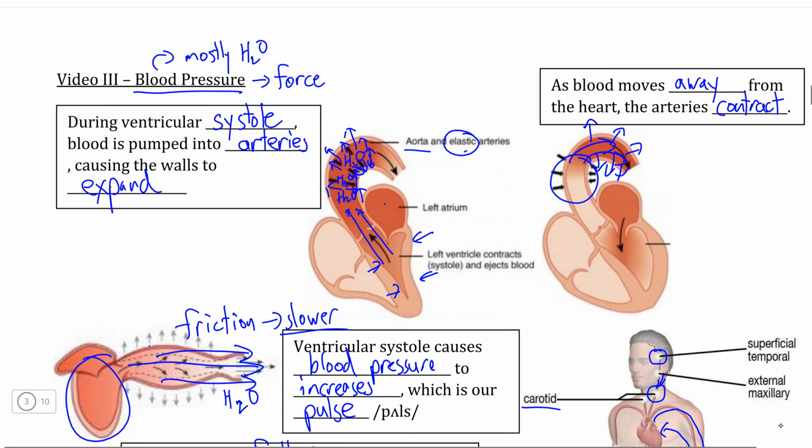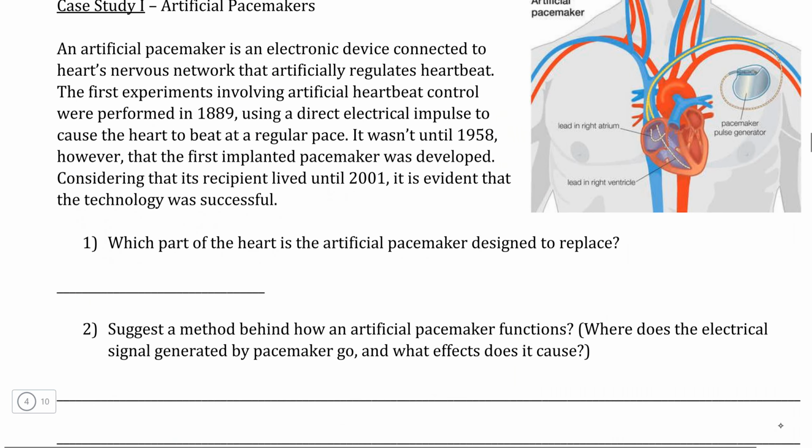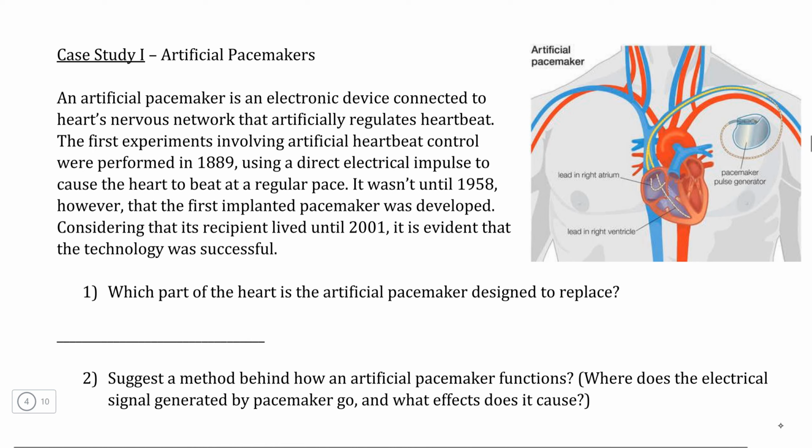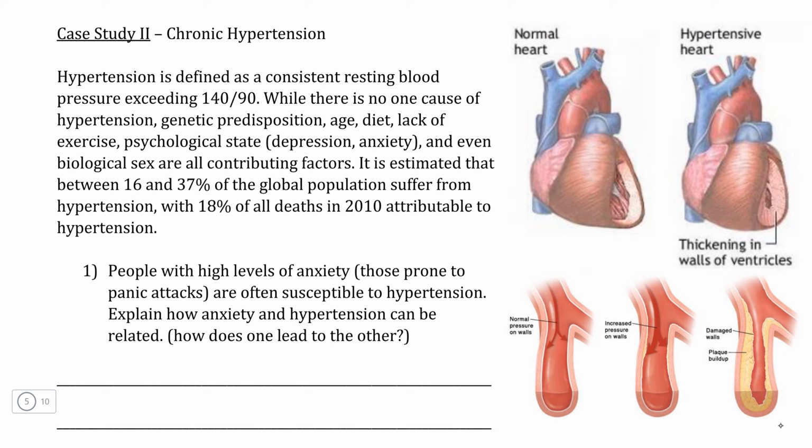This concludes our series on the mechanism of the heart. Before you move on to the next series involving blood vessels and the distinction between arteries and veins, you can take a look at the two case studies below, the first of which dealing with artificial pacemakers and how they are similar to the nodes that regulate your heartbeat. And the second case study actually looks at some of the causes of chronic hypertension and looks at the reasons why your heart can actually get overworked, leading to chronic hypertension.